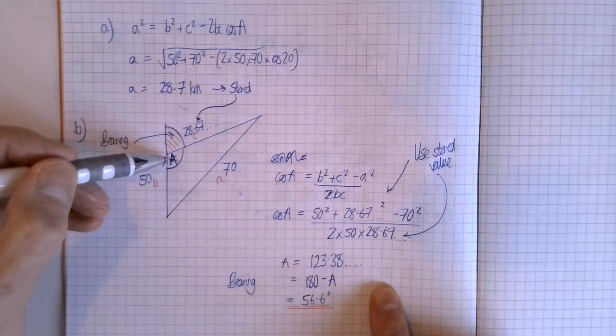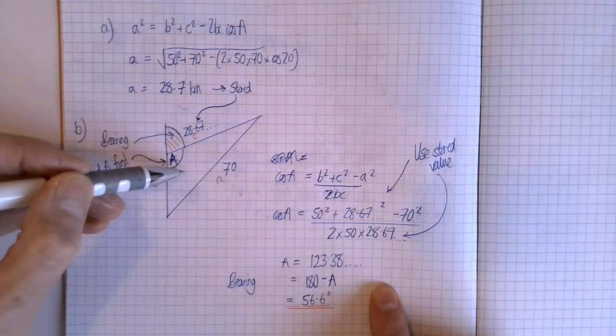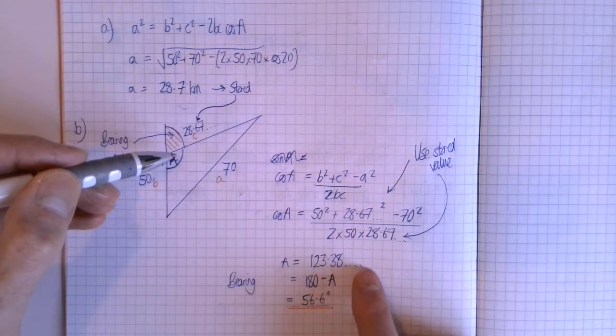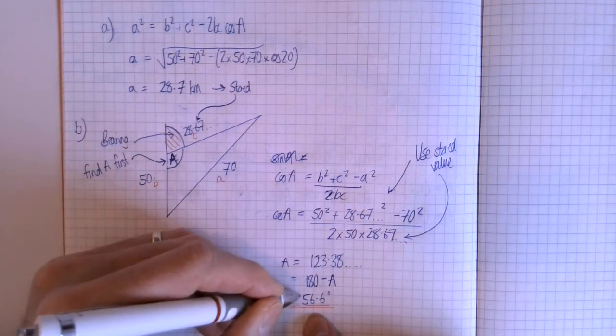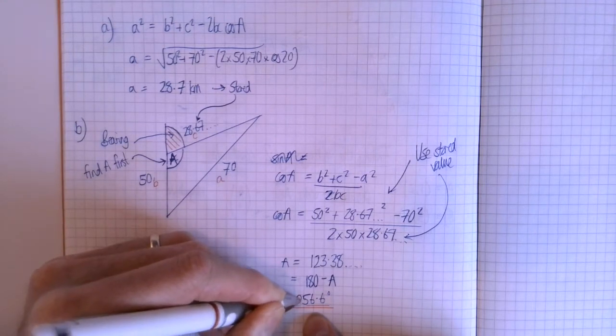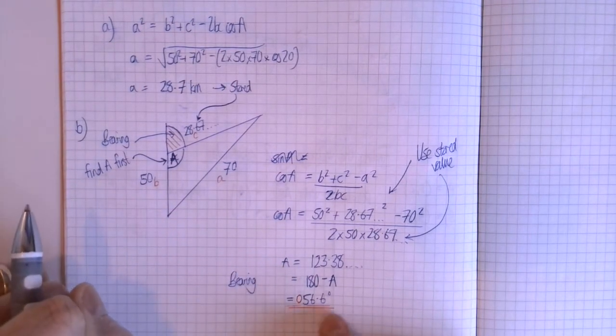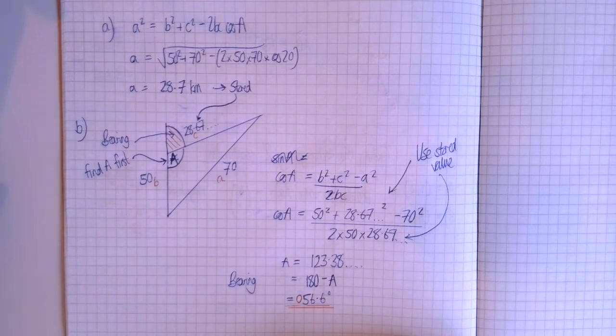Also, this angle here is the angle inside the triangle, so that's 123.38, blah, blah, blah. But the bearing is 180 degrees minus that. And well done to those who realised it should be a 3-digit. I'm not really sure what you do when it's one decimal place, but there we go. Anyway, on with the show.